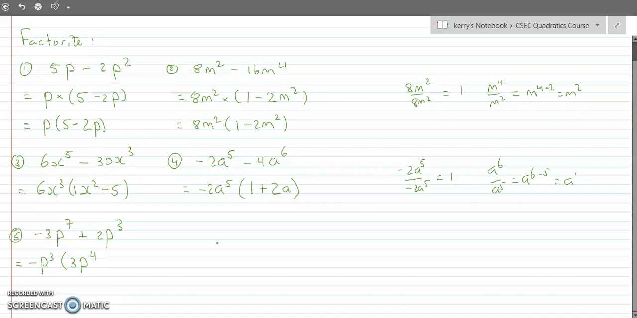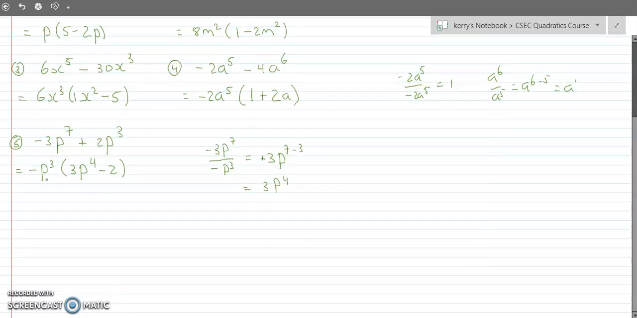Now, how did we get this? I'm going to put it on the side here. Negative 3p to the power of 7 divided by negative p to the power of 3. The negative divided by a negative becomes a positive. P to the 7 divided by p to the 3, so this is still 3 here, becomes p to the power of 7 minus 3. Upper power take away lower power, which will give us 3p to the power of 4, which is what we have here. And now, positive 2 divided by negative 1 will give us negative 2. P to the power of 3 divided by itself is just 1, and that's the answer there. Yeah? So, with these questions you have to be very, very careful with respect to your negatives. Right? Let me do just a couple more again.